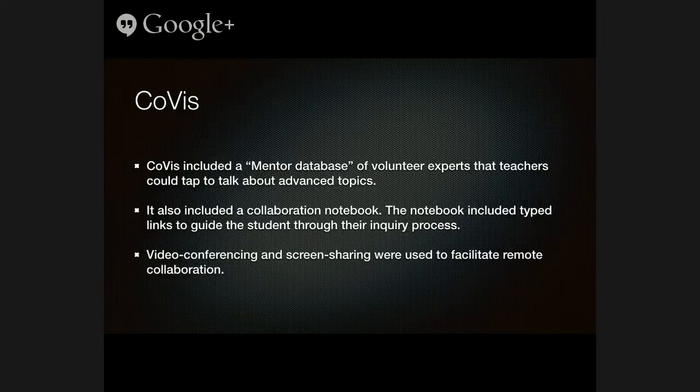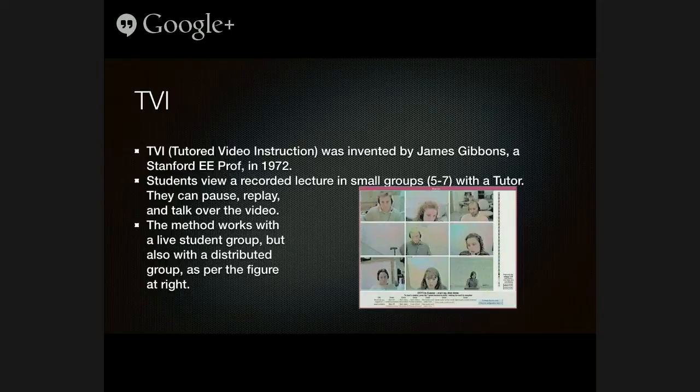All right, TVI, probably the most famous instructional technology project of all time. It's called Tutored Video Instruction, and it was James Gibbons at Stanford back in the 70s. The idea was that they recorded lectures. So they would have somebody lecture to a room of people, and they would record the lecture. And then they had a second class that wasn't allowed to go to lecture. They would take groups of about 5 of those students, and they would sit down with a TA and 5 students and a VCR. A VCR was a thing where you played tapes. And they would sit there and watch the lecture together.